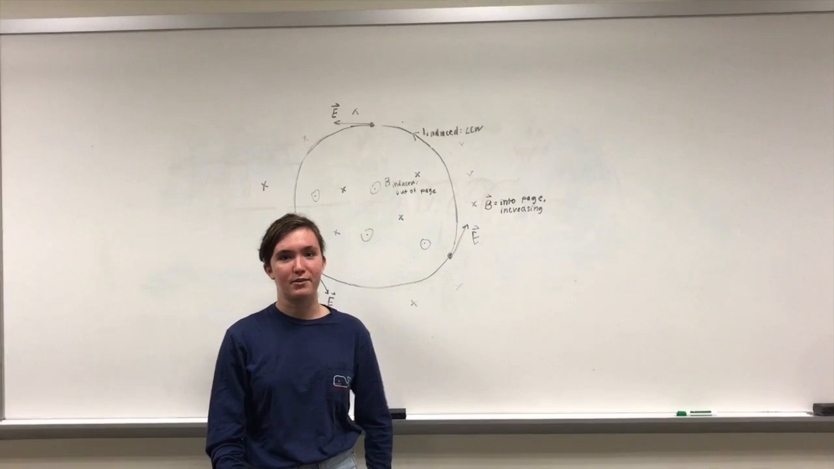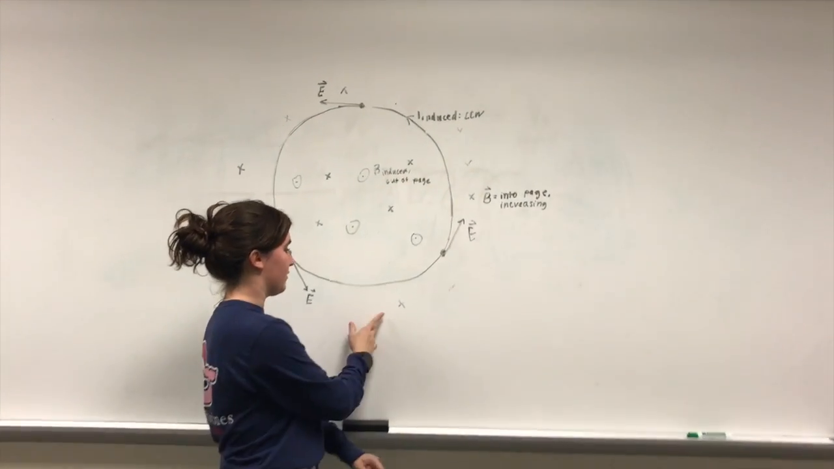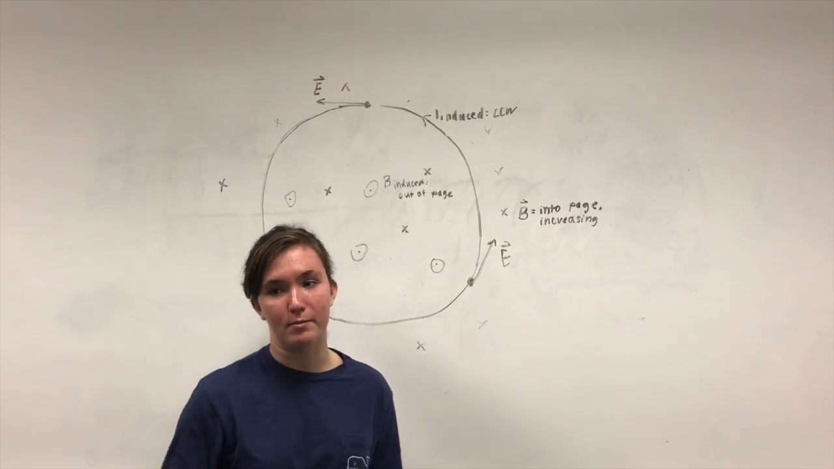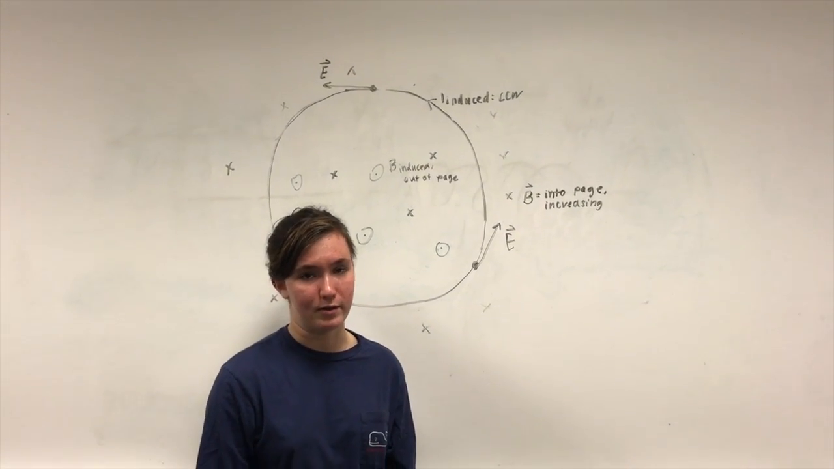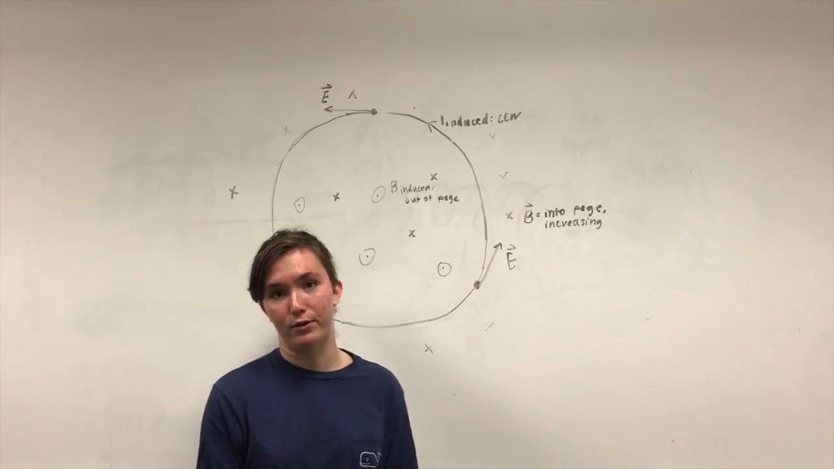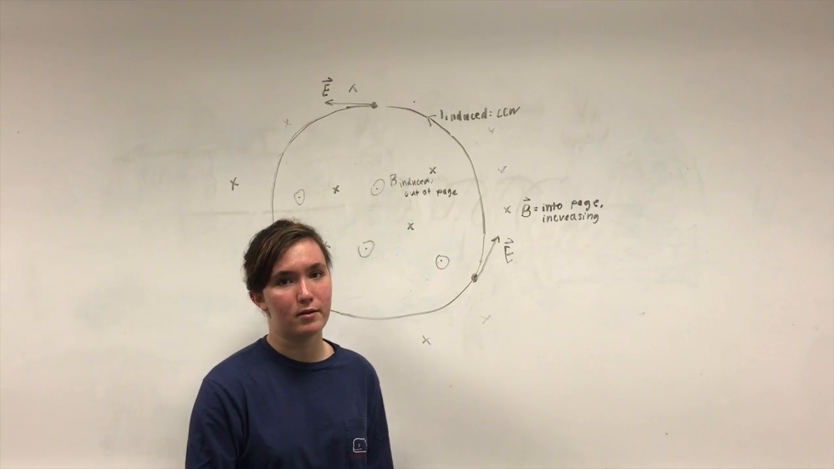So the magnetic field that was initially provided is into the page and it's increasing. So the current induced in this loop is going to create a magnetic field to counteract that because it's increasing. So the induced magnetic field is out of the page. Use the right-hand rule to find the direction of the current in the loop with this induced field.